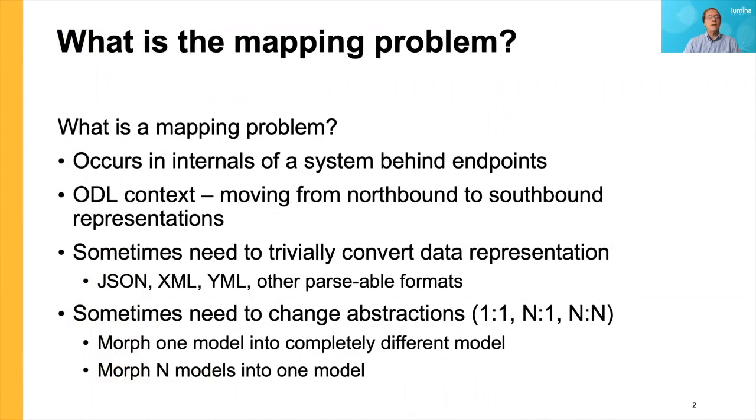It can be used outside ODL easily, but it's included in ODL because the mapping problem happens commonly when you're dealing with northbound to southbound translations between an abstract interface and devices. So what is the mapping problem? It's usually behind an endpoint. There's usually a north-facing endpoint that customers use. And then in the ODL context, it usually means mapping from an MD-SAL model into something that devices themselves can understand. This usually involves some kind of usually trivial conversion of data, maybe from JSON to XML or the other way around. But sometimes it's more complicated.